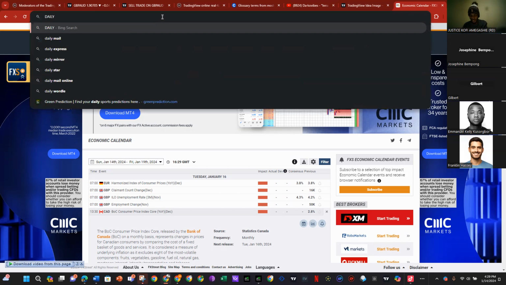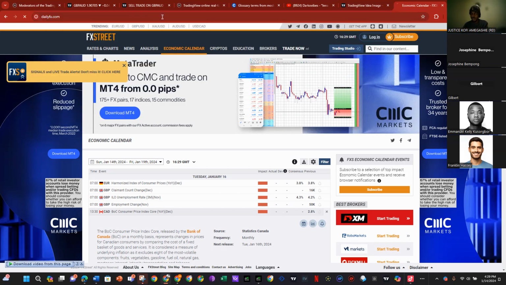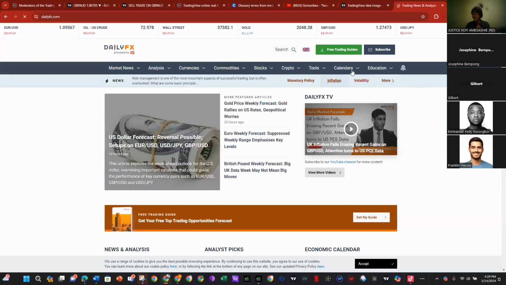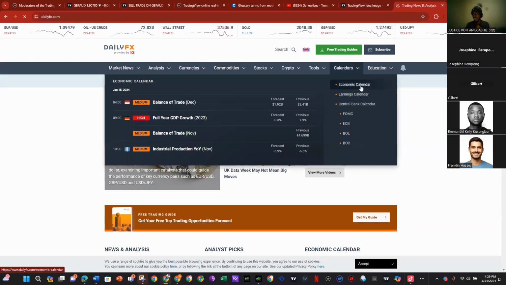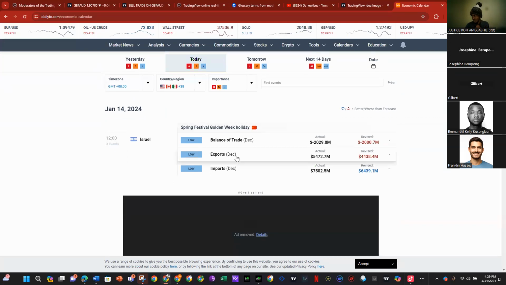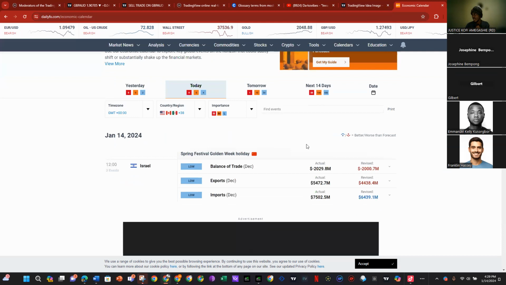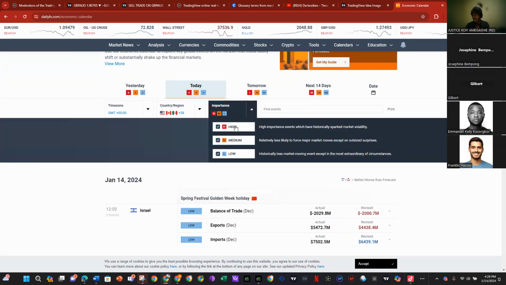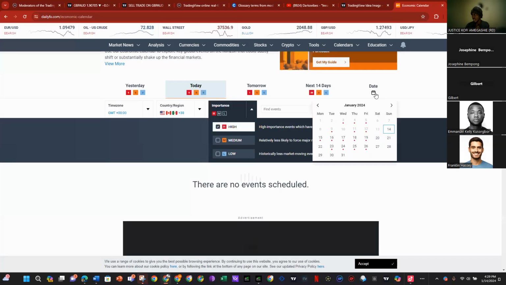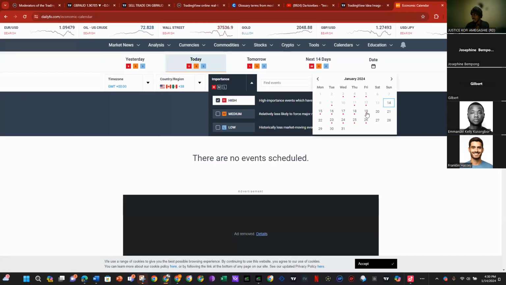So you can also go to Daily FX. When you come to Daily FX, this is how it looks. You can quickly go to the calendar section here and click on economic calendar. In the economic calendar, you can actually change the time. Right now the time is 00. Based on importance, I'm changing it to high impact only. And the time limit to Friday 19th.